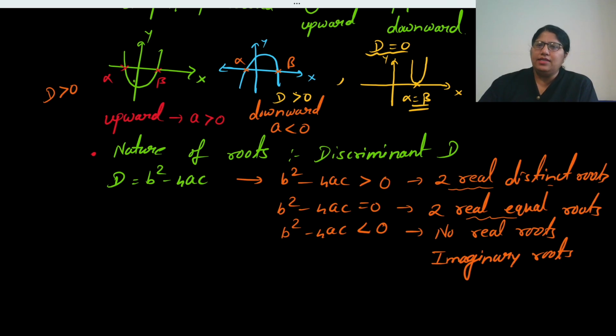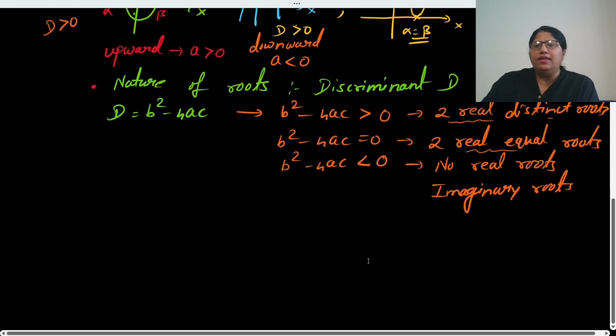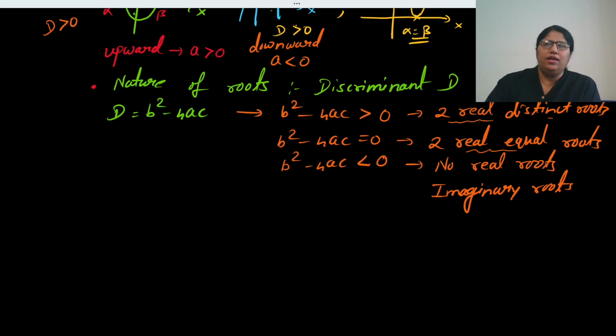Then here D is less than 0 means your parabola is not going to touch the x-axis at any place, so it can be upward or downward. Here it's not going to touch the axis. Anywhere, upward or downward parabola, because there's no solution, so the graph is not going to cut any of the axis, right? Other than that, what are you going to learn in quadratic equation?